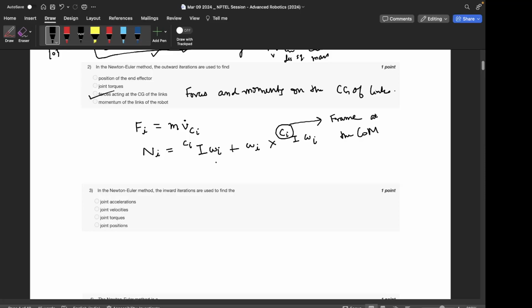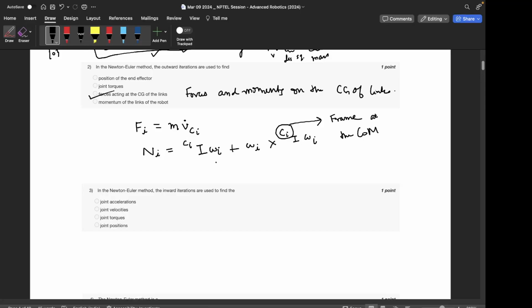Go on. What about momentum of the link? How is that one calculated? How is that not coming in the outward iteration, not coming in momentum of the links?